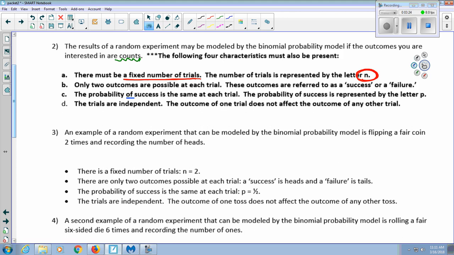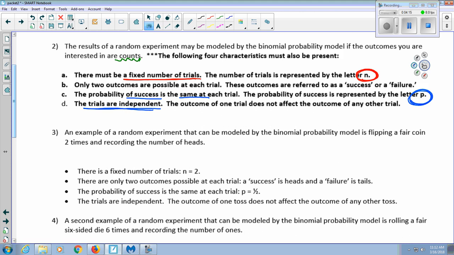The probability of success is the same for every trial. We're still flipping the same coin each time. If it's a fair coin, the probability will be 1/2 every time to get the heads. This is important. It's represented by the letter P in the binomial model. And the fourth characteristic that we need to be true to use the binomial model is that the trials must be independent. In other words, the outcome of the previous trial does not affect the outcome of any of the other trials. When you flip a coin, the probability of getting a heads is not affected by whether you had a head the previous flip.